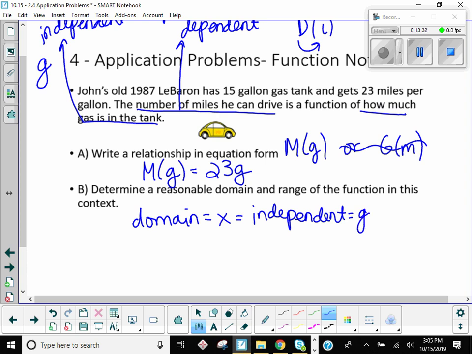So my domain is G information. It's the range of values I could have for the gallons of gas. It's my lowest to my highest possibility. What's the least amount of gallons that this kid could have? 1? Could he have less than 1 gallon? So what's the lowest he could have? 0, right? That's the lowest amount in the domain.